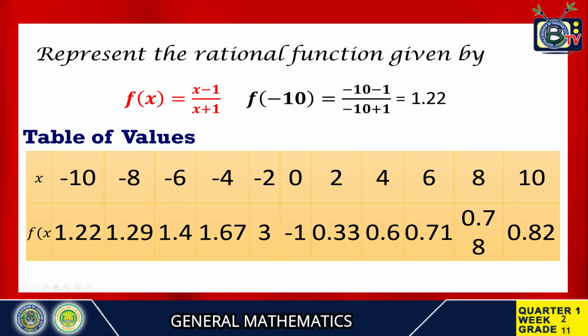If x is negative 8, f of x is equal to 1.29. If x is equal to negative 6, f of x is equal to 1.4. If x is equal to negative 4, f of x is equal to 1.67. If x is equal to negative 2, f of x is equal to 3. If x is equal to 0, f of x is equal to negative 1.